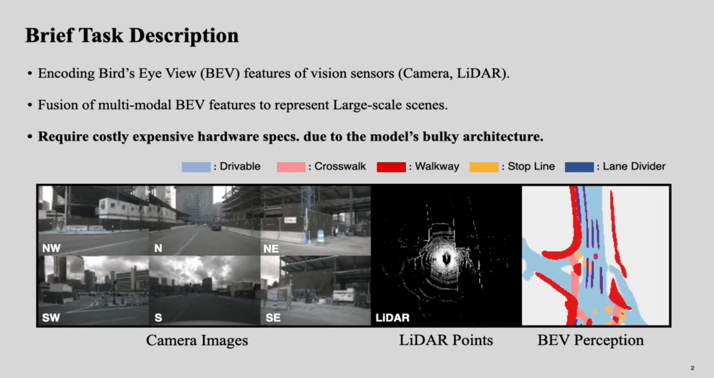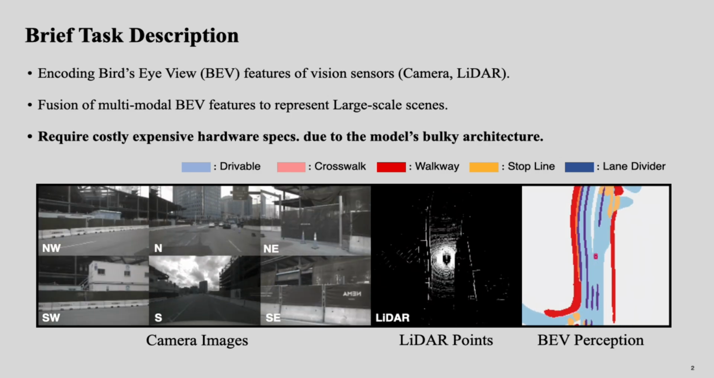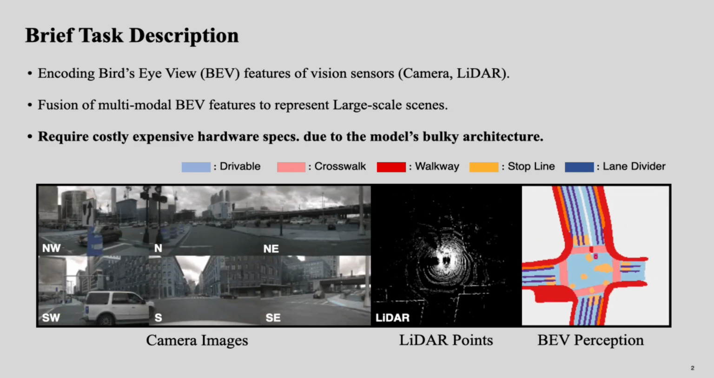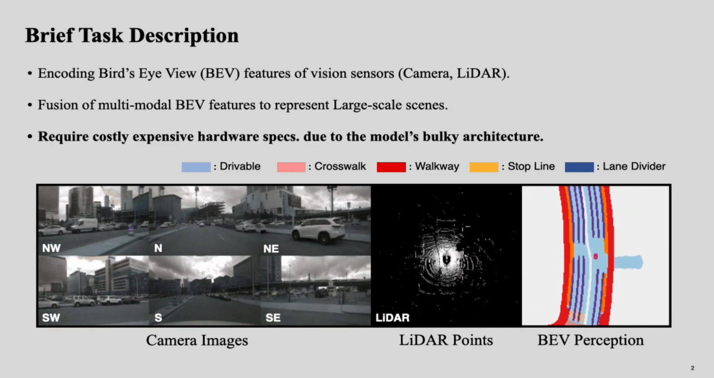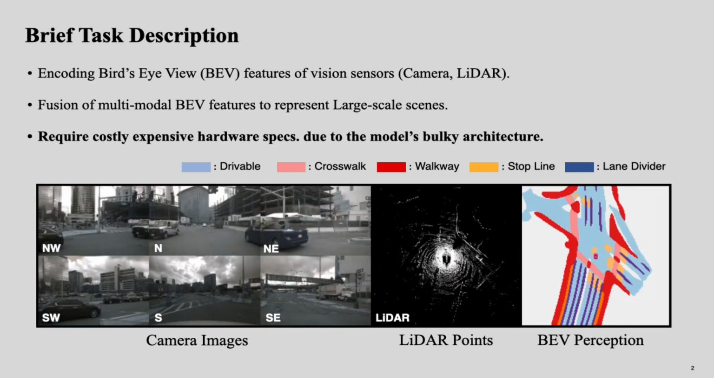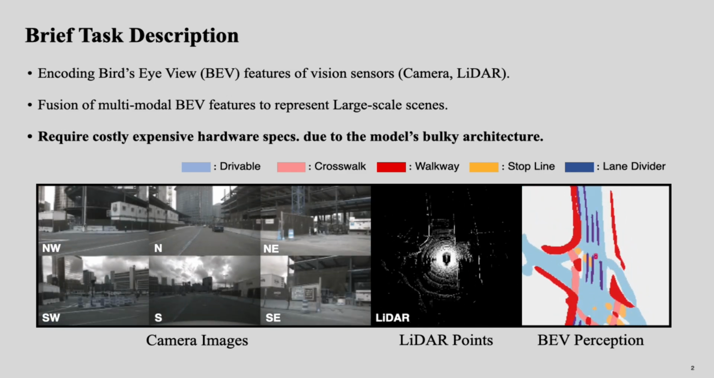Then the model encodes BEV features of the surround view, obtained from the sensors. This task facilitates the representation of large-scale scenes, but it requires costly, expensive hardware specs due to the model's bulky architecture.